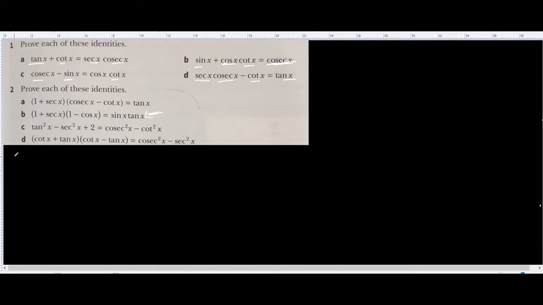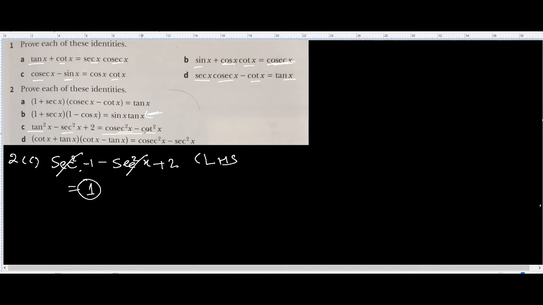Let's move on to the C part, 2C. Alright, tan square, secant square, cosecant, cot, all of them can be connected with sine and cos again. But I can see a straight connection between these two. So we know that tan square is secant square minus 1, minus secant square x plus 2. This is what the LHS will become. Secant square and secant square cancel. 2 minus 1 is 1. But our RHS is not 1. So let's prove RHS also equal to 1 and we'll prove that they are equal.